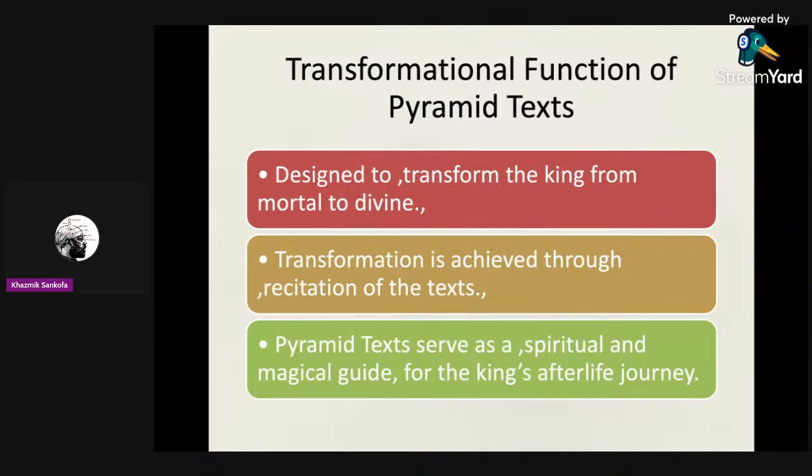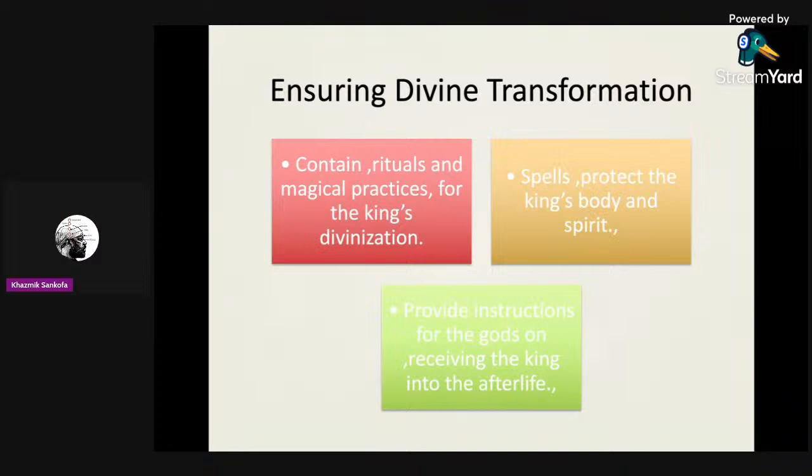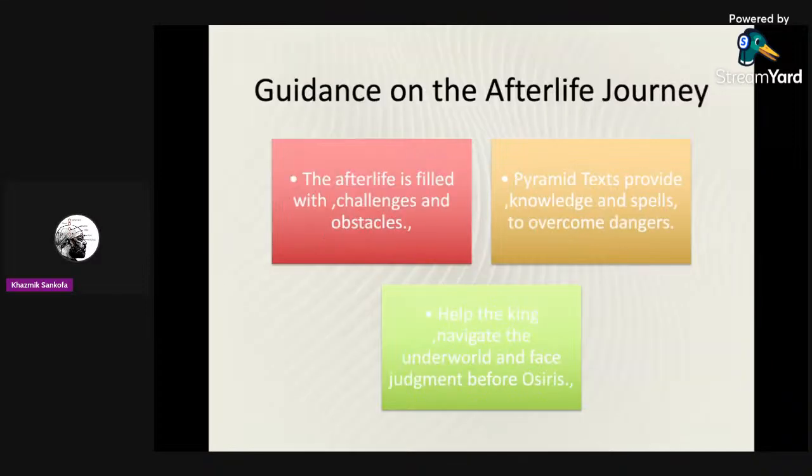I don't know about that one, Zoroastrianism. I haven't studied Zoroastrianism that hard. Mantra is used to transform the individual from a mortal to an immortal, so to speak. And then for here, transformation is achieved through the recitation of text, right?